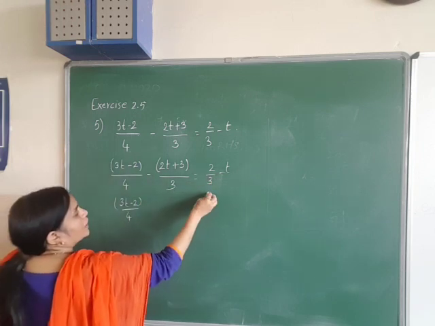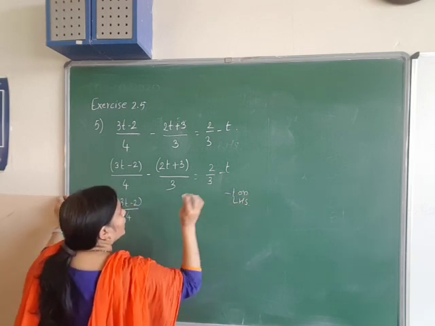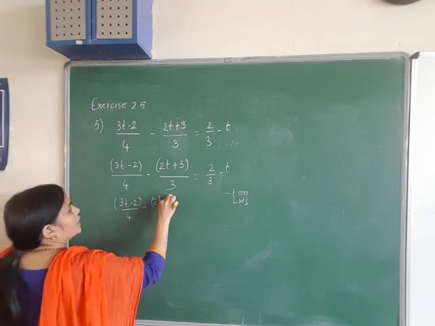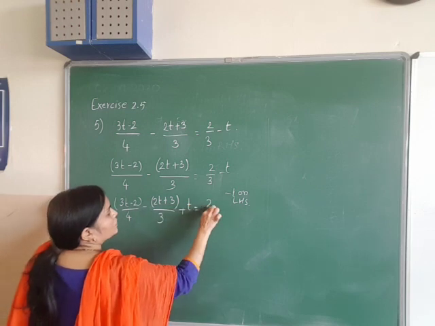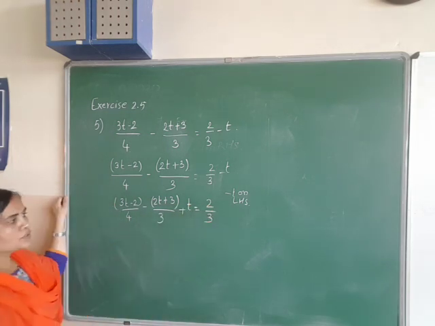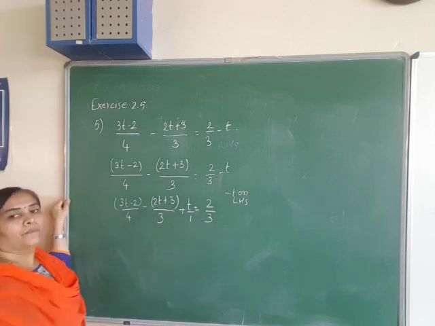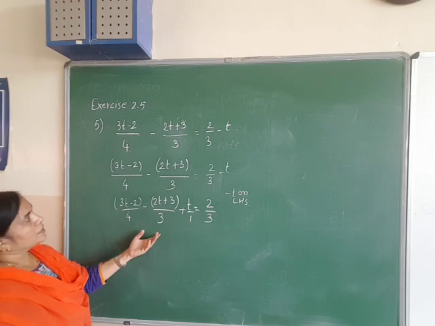So what we are doing here? Minus t on the left hand side. Now minus (2t plus 3) divided by 3 plus t is equal to 2 by 3. You can write t as t by 1. This is the step.